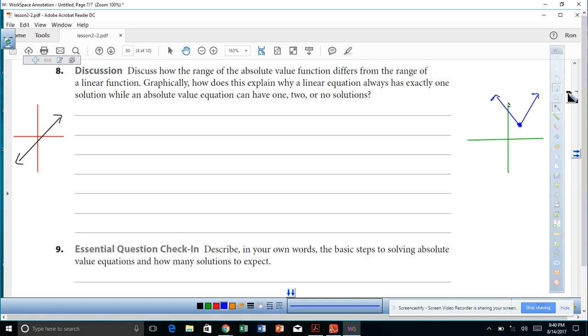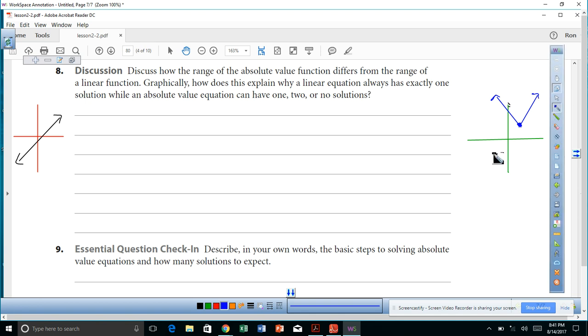The range of a non-constant linear function is all real numbers. The range of an absolute value function is y is greater than or equal to k if the function opens upward, and y is less than or equal to k if the function opens downward. Because the graph of a linear function is a line, a horizontal line will intersect it only once. Because the graph of an absolute value function is a V, a horizontal line can intersect it once, twice, or not at all.